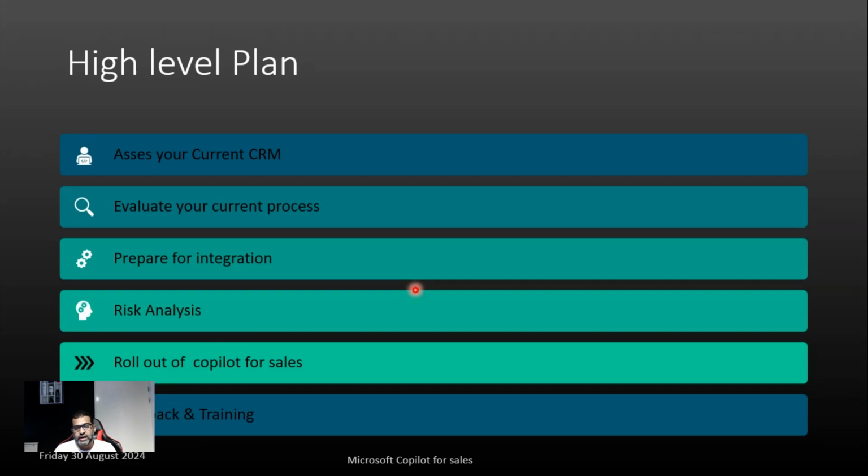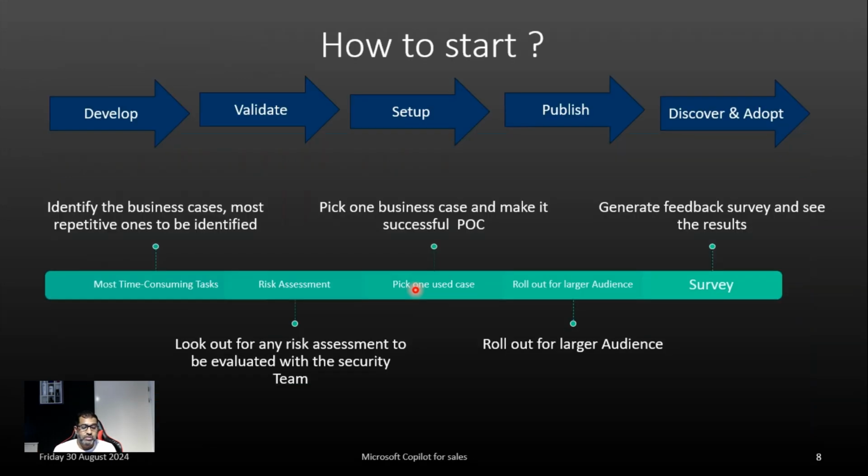So there is no data that's been taken out of your system, which is really good. And then finally, you're going to roll out the Copilot for Sales, and get the feedback and training. Let's get a little bit deeper into how to start this.